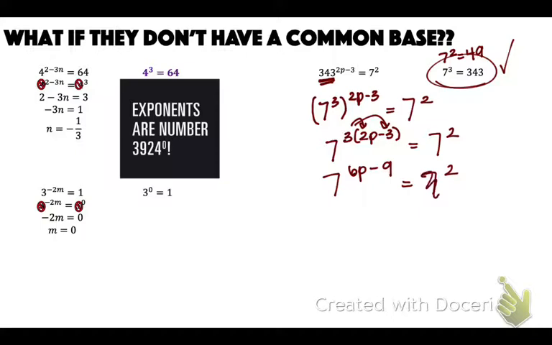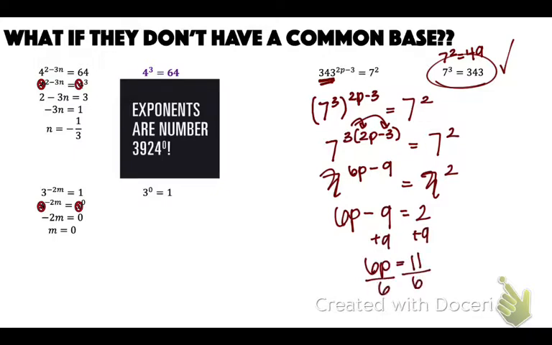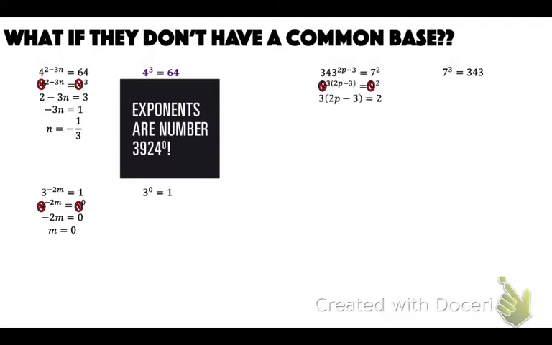You can cancel those bases. So we have 6p minus 9 equals 2. Add that 9 over. You get 6p equals 11. Divide by 6. So p equals 11 over 6. Okay, let's see. Click through that, and we still get the same thing.